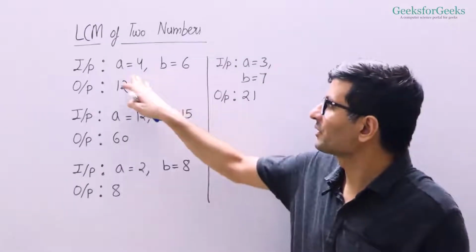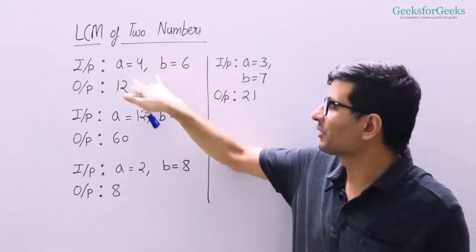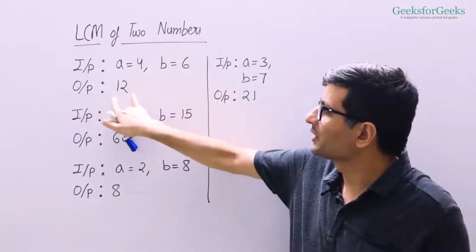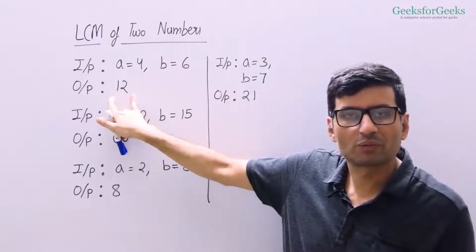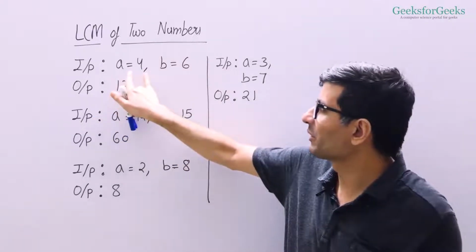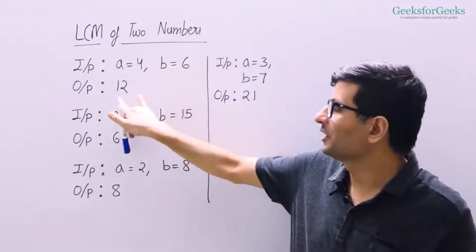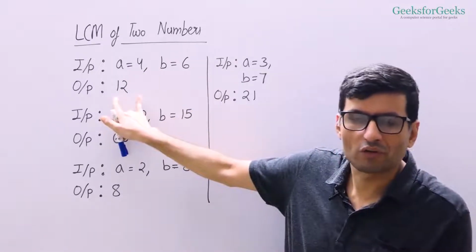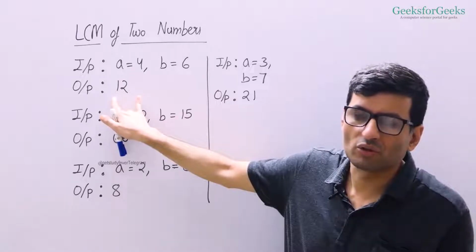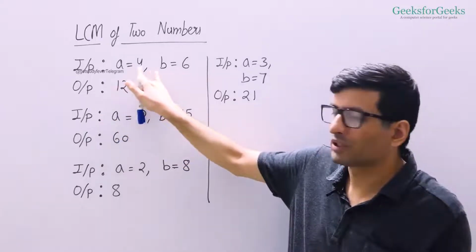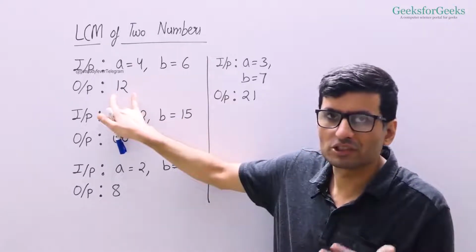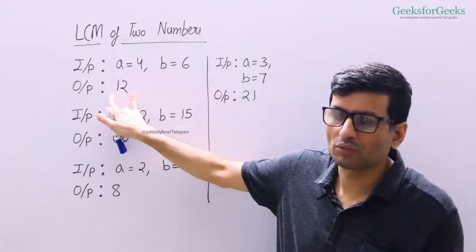For example, if A is 4 and B is 6, these are our two input numbers. The LCM of these numbers is 12. 12 is the smallest number which is divisible by both 4 and 6. See, there are more numbers like 24, 48, 36, all these numbers are also divisible by 4 and 6, but the smallest number which is divisible by both is 12.